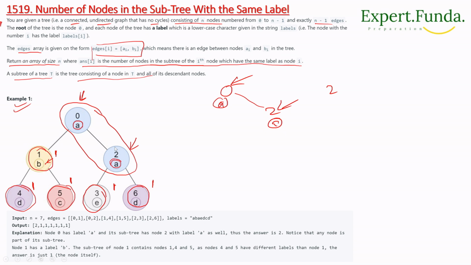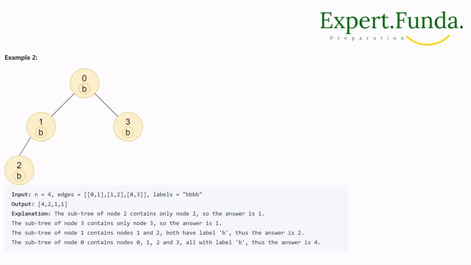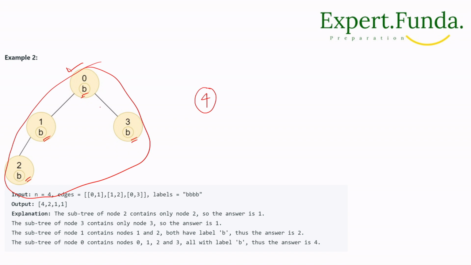Okay, so let's continue with another example. In this we can say that node 0 contains b as a label, 1 contains b, and 2 is also containing b, and 3 is also containing b. So if we talk about these, they are the same label, so the count will be 4 initially for the first node. And next, if we talk about this one, it has the same label.